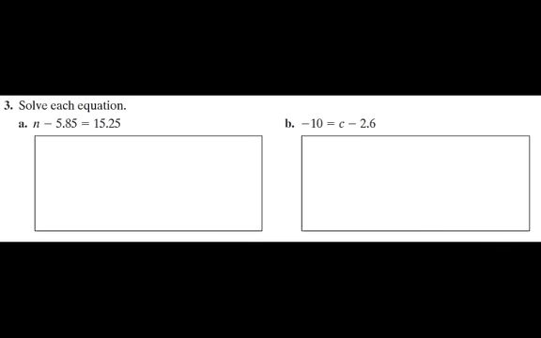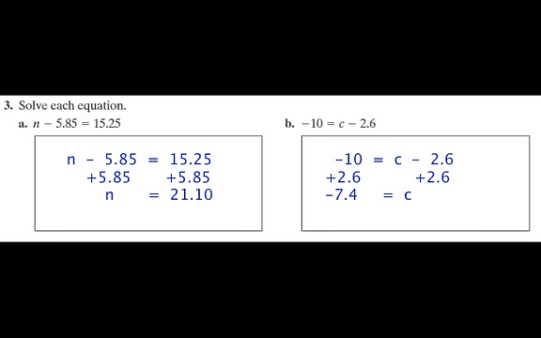Try solving 3A and 3B on your own. Pause the video, be sure to show all of your steps. You may use a calculator to help you do the computation. When you're finished working them out, turn the video back on and check your work. For 3A, you had to add 5.85 to both sides of the equation, so n equals 21.10. For B, you had to add 2.6 to both sides of the equation, so negative 7.4 equals C.